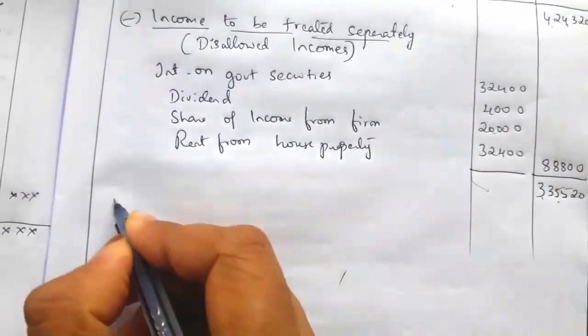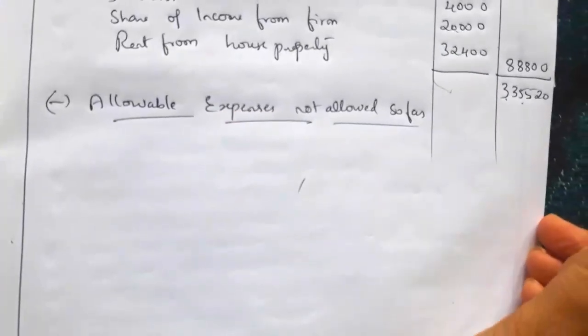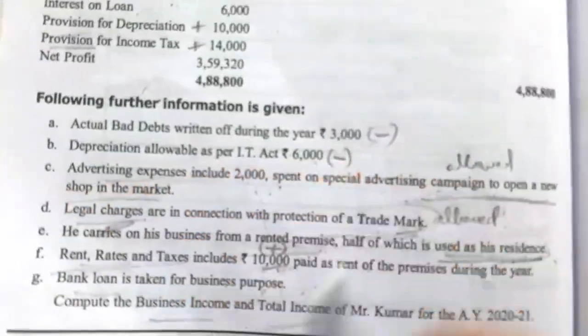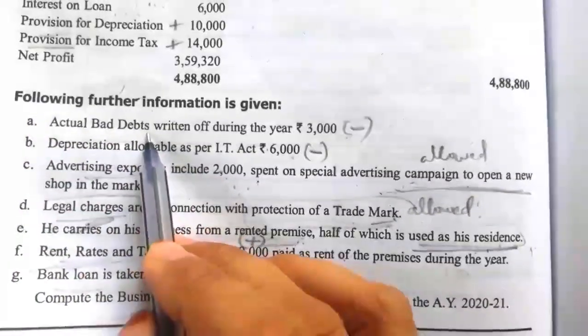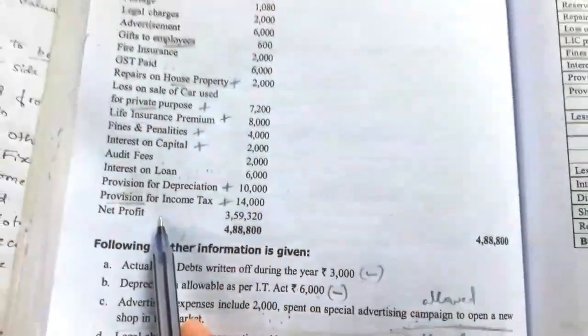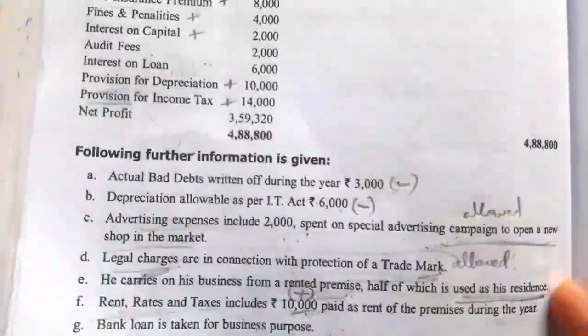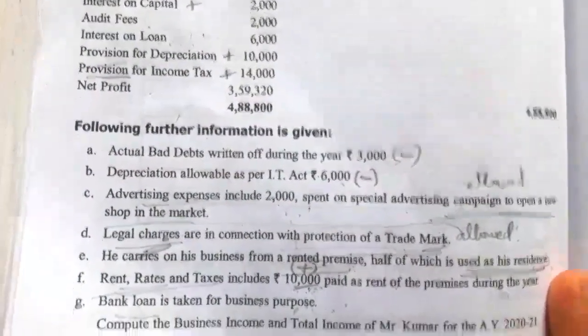So write deduct. Next step, less: allowable expenses not allowed so far, which should be given under the adjustment part. Now see here, there are two allowable expenses. Actual bad debt written off during the year is 3,000, but it is not recorded on the debit side of the profit and loss account. And even the allowable depreciation is not recorded.